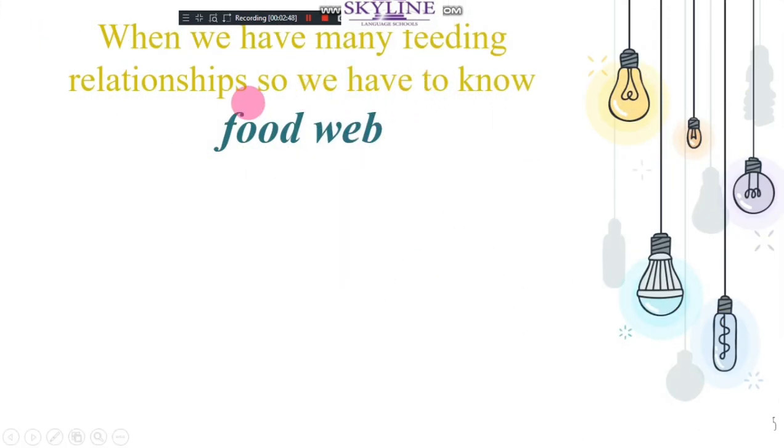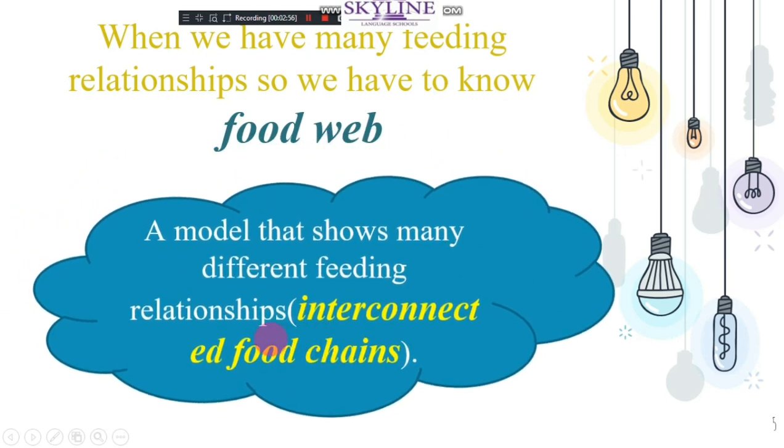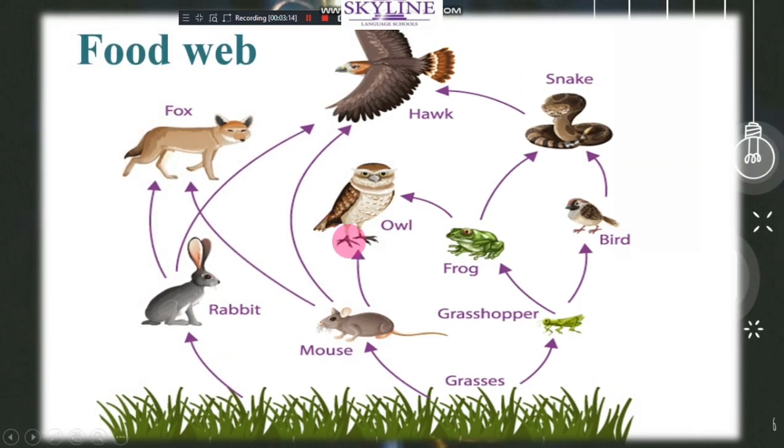When we have many feeding relationships, we have to know the food web. When we have interconnected food chains together, it's called a food web. It's larger than one food chain. Okay, look, there's not only one chain, there are many chains inside it. We have this one chain, 2, 3, 4, so we have many chains interconnected together. That's called a food web.